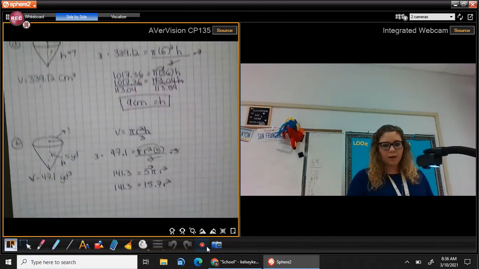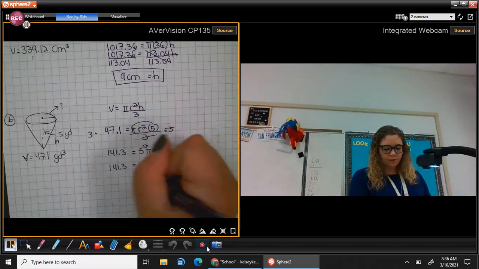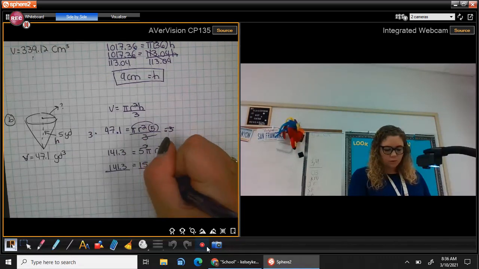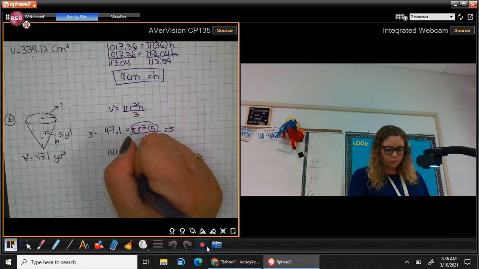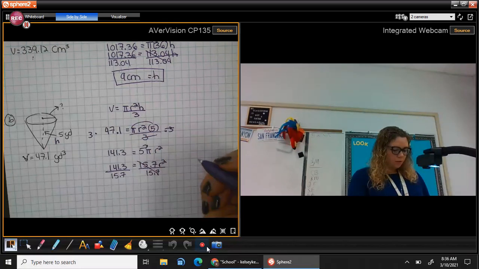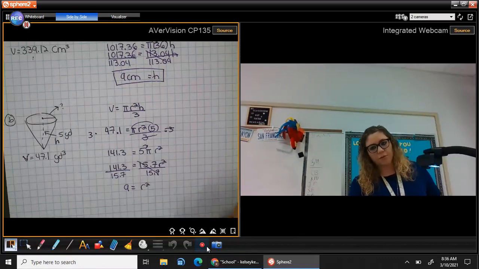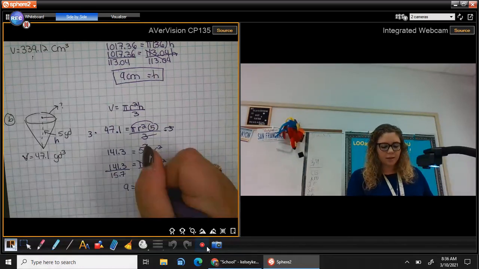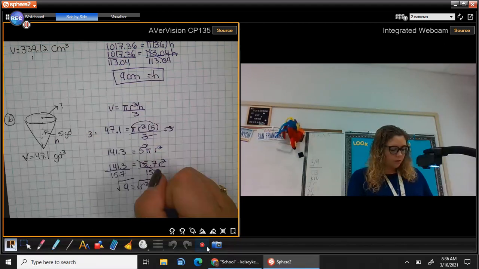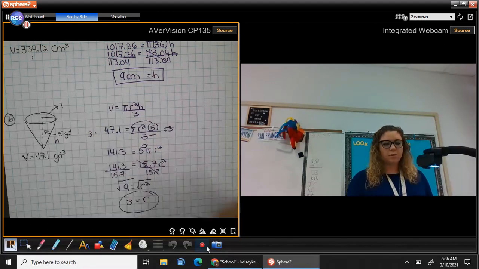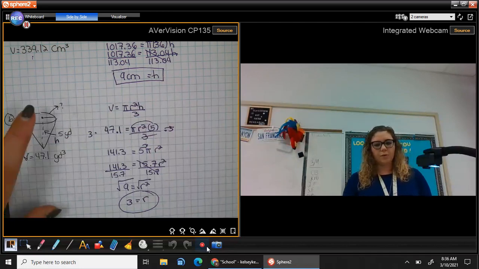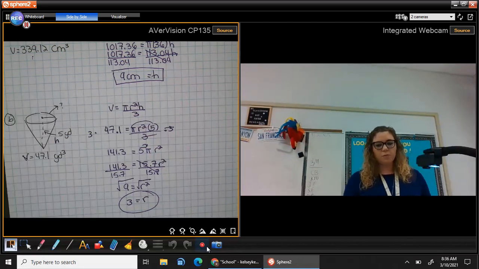Okay, then you're going to divide both sides by 15.7. I'm going to get about 9 equals r squared. Last step, you want r by itself, and it's not, so you're going to take the square root. So r is going to be 3. And that's going to be your answer. That's going to be your radius of this cone with a volume of 47.1.